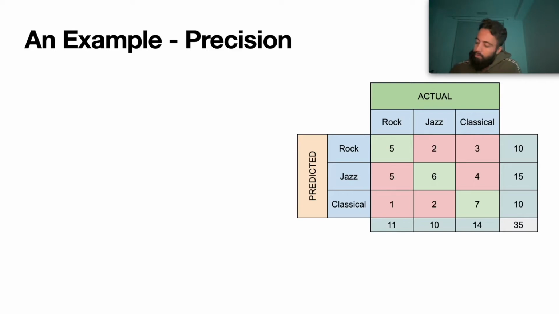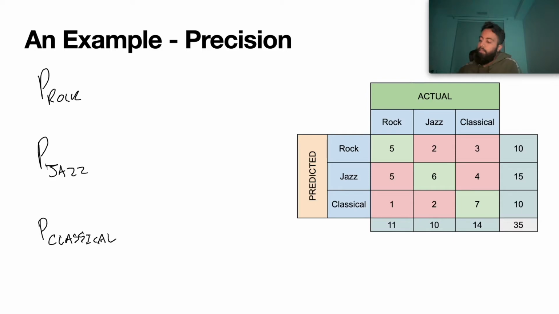Here we have the same confusion matrix, and now we have to calculate the precision. Since there's 3 values for our classes that could be the answer, we have to calculate 3 precision values. So we'll have a precision value for rock, and a precision value for jazz, and a precision value for classical. Now the formula for precision is equal to true positives divided by true positives plus false positives. Now here we know the true positives are just the values in the diagonal, since these are the values that our model actually got correct.